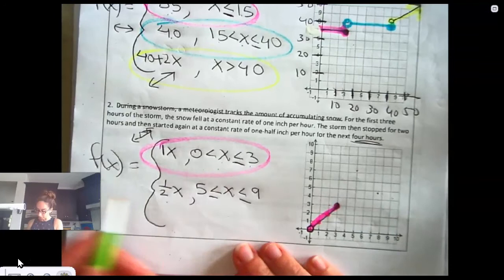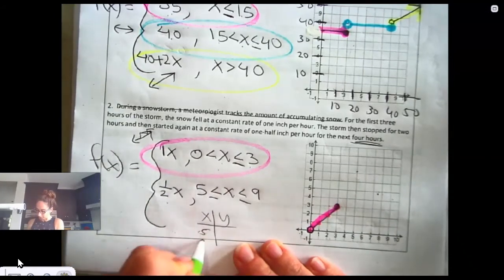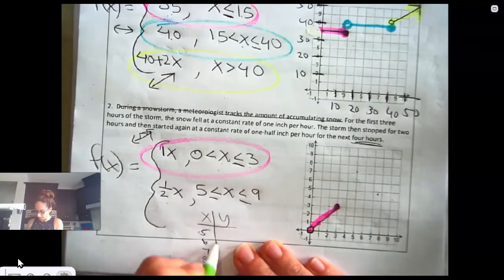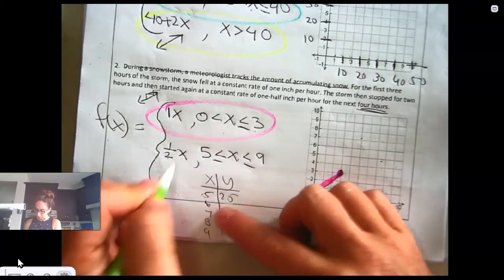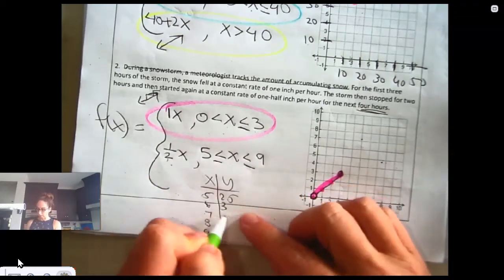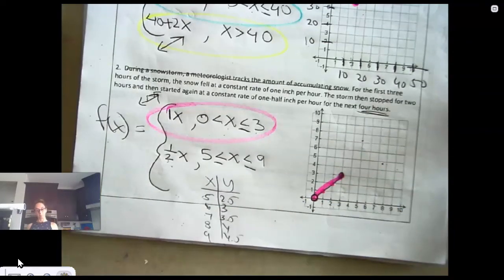I could also do a table, can't I? So I could go x, y, and I could go 5, 6, 7, 8, 9. That might help a little bit. Half of 5 is 2.5. Half of 6 is 3. Half of 7 is 3.5. 4, 4.5. So I could plot those points.